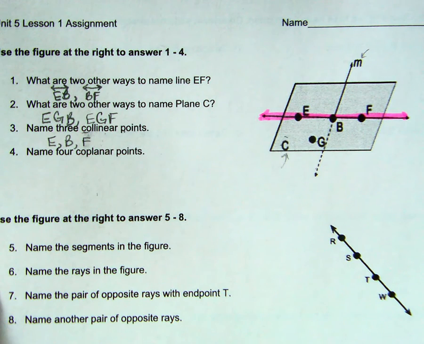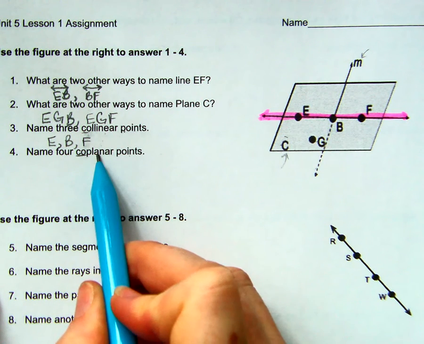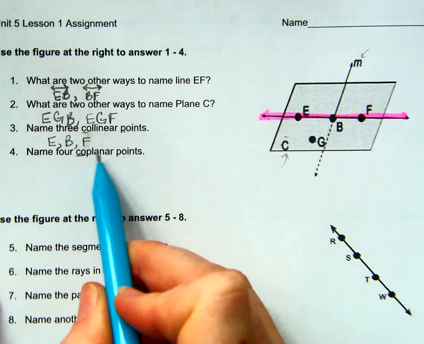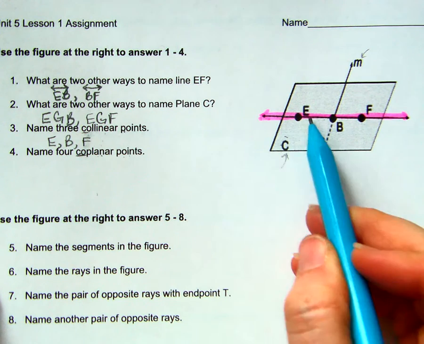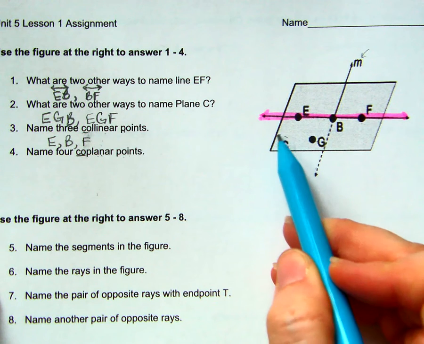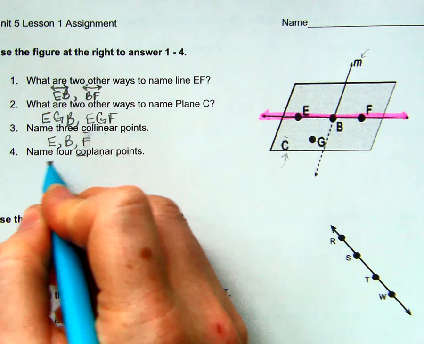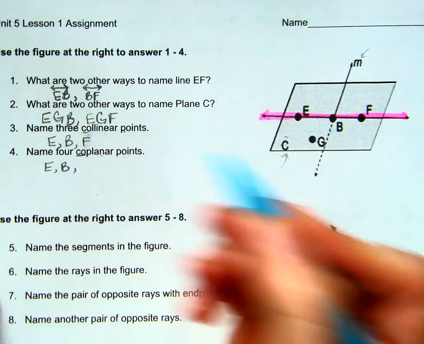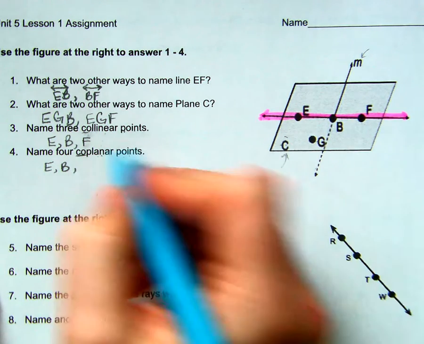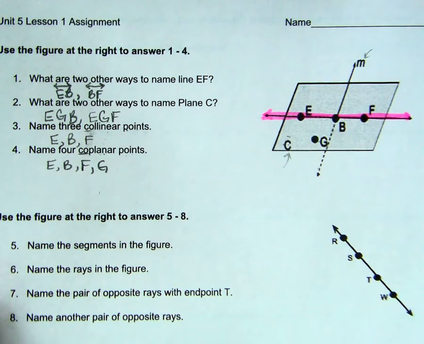If I want 4 coplanar points, this is points that are together on the same plane. So I'm looking at E, G, B, and F. C is not a point because it doesn't have a physical point next to it. That's how I would know it were a point. E, G, B, and F. And because I'm naming points, I'm going to separate by commas. E, B, F, and G. So there's my 4 coplanar points.